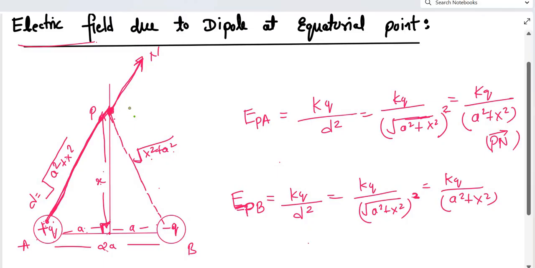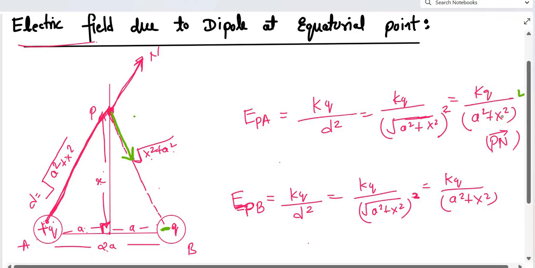Let me show the direction of this. This is the minus charge, so due to the minus charge, the field will be towards the charge. So I got two fields, EPA and EPB. The magnitude seems to be equal. Can you see? It is kq by a square plus x square in both cases. The magnitudes of these two fields are the same, but the directions are different. One is in the PF direction and one is in the PB direction, and they are both vector fields.